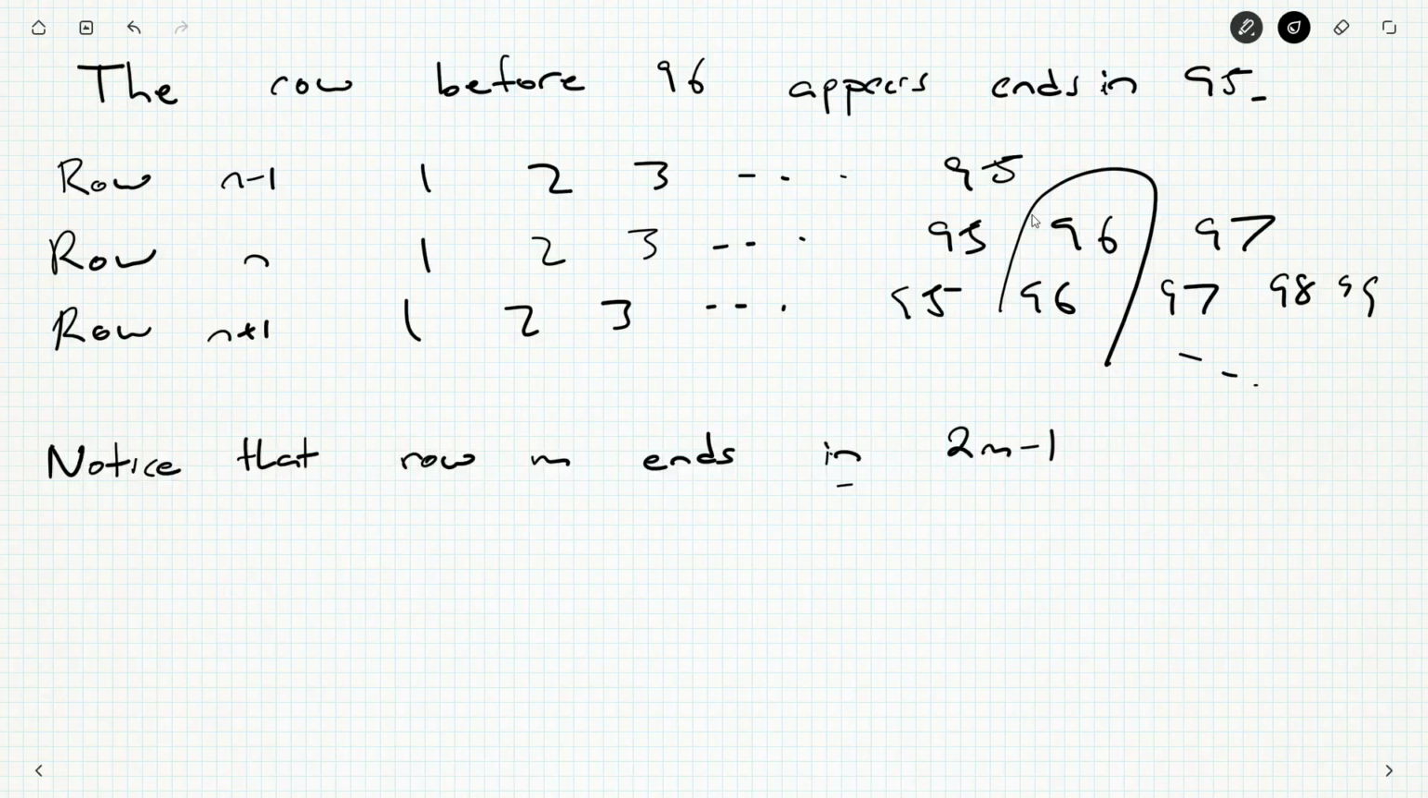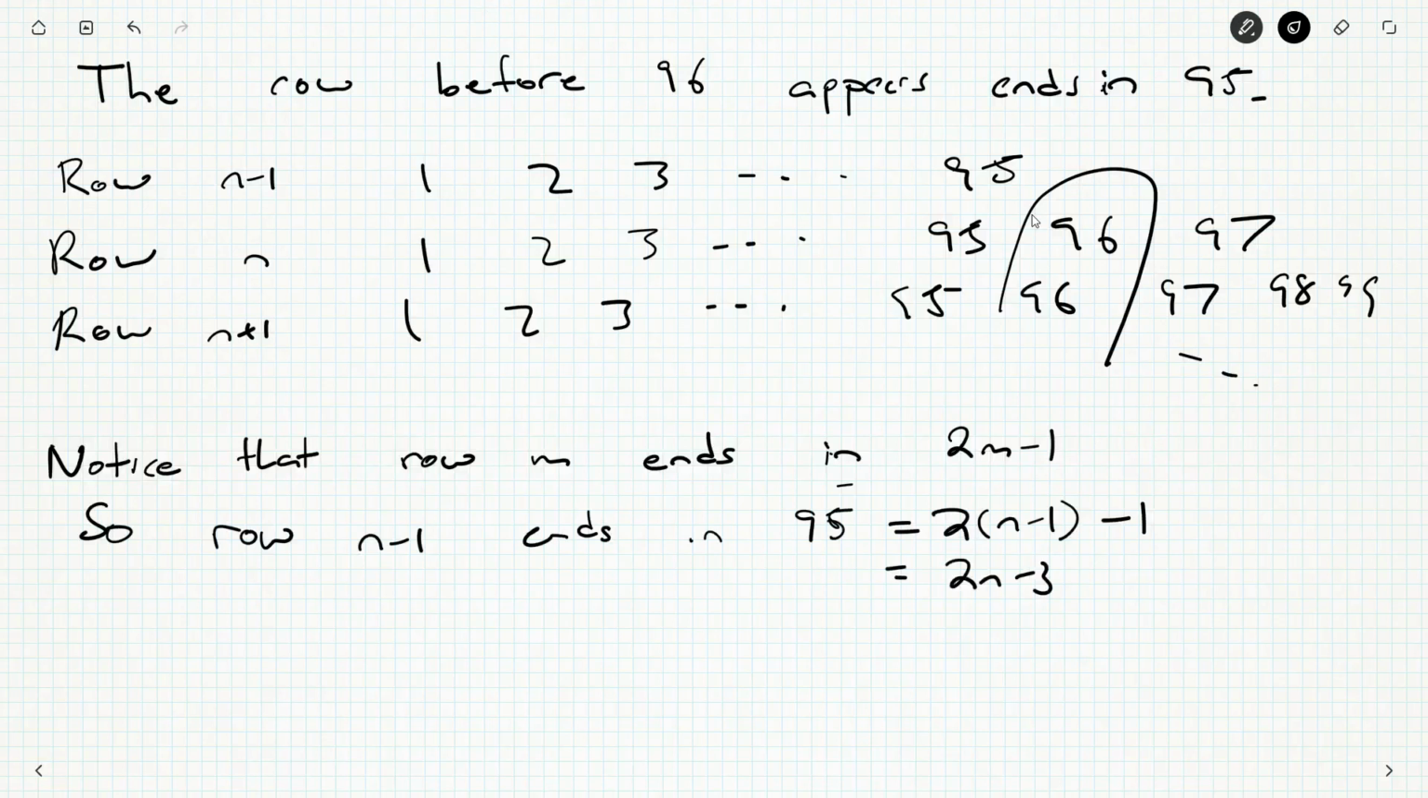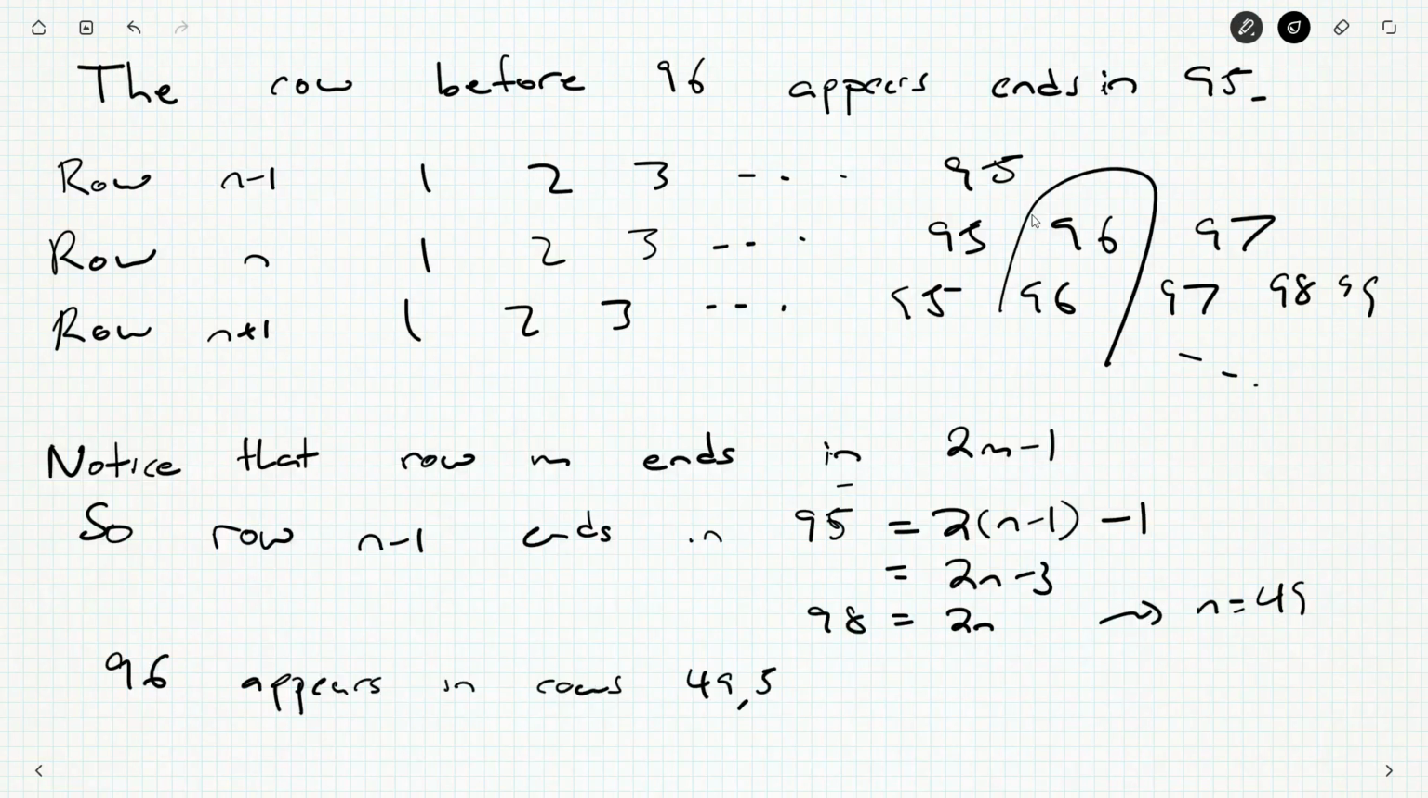All right. So row n minus 1, which ends in 95: 95 is 2 times n minus 1, minus 1. So that's 2n minus 3. 98 is 2n. n is 49. 96 appears in rows 49, 50, 51, all the way up to 200.